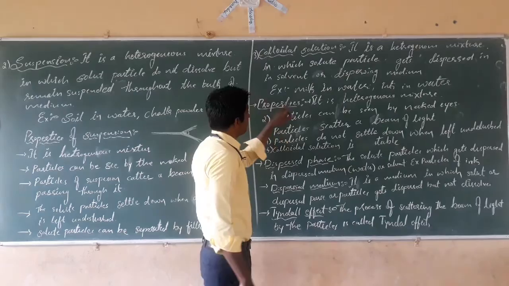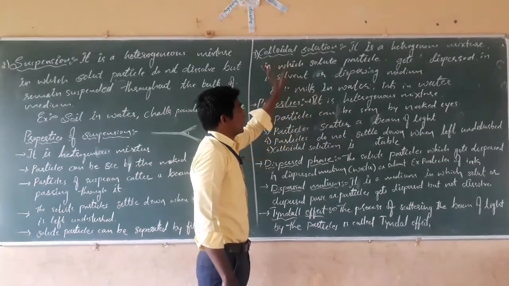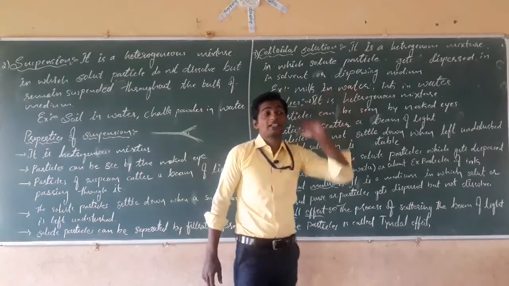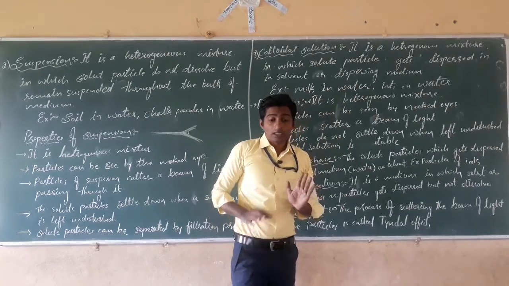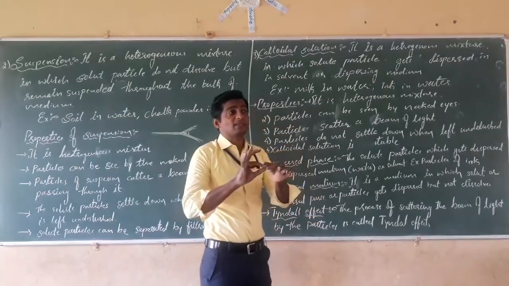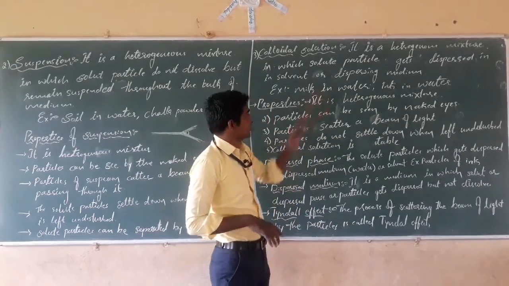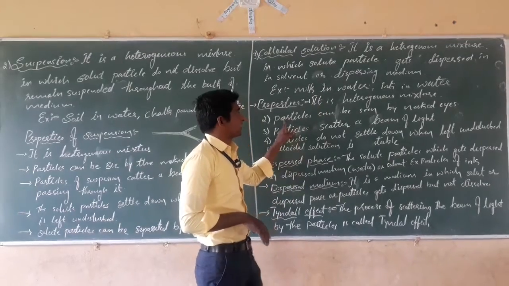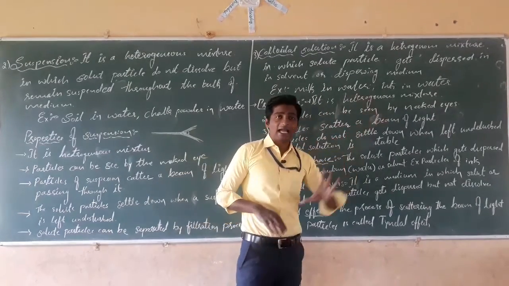Next, come to the properties of a colloidal solution. It is a heterogeneous mixture in which the particles can be separated. It is a heterogeneous mixture. Next, particles can be seen by naked eyes.